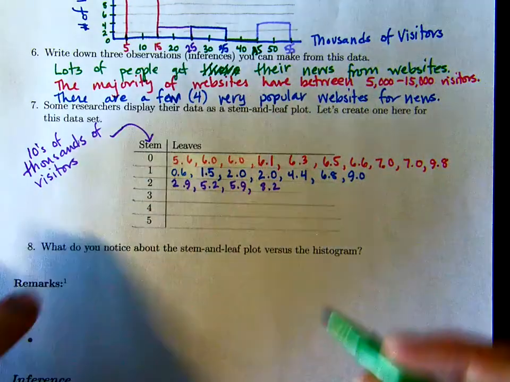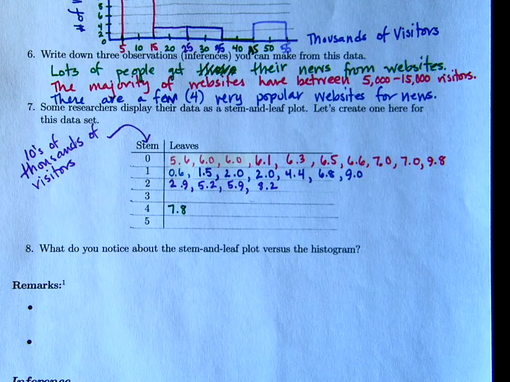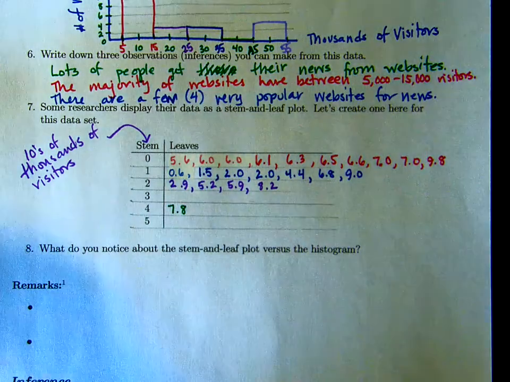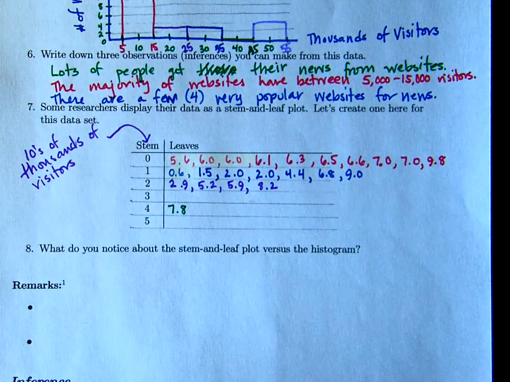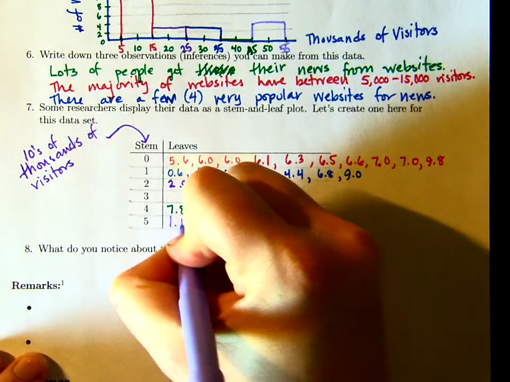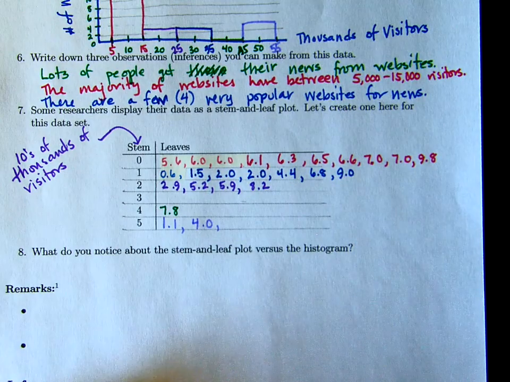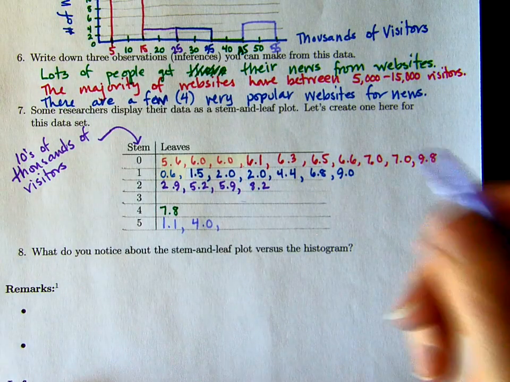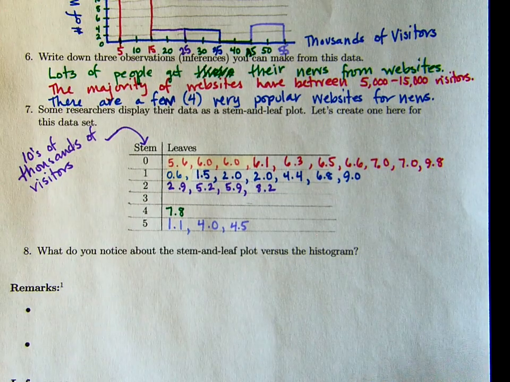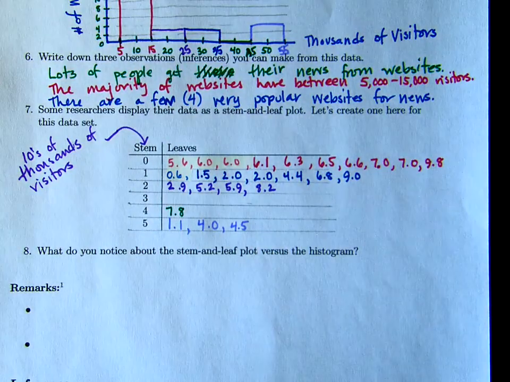is 47,800, so 47.8 thousand. Got it. And then we're into the 50s. We have the lowest of which is 51.1. And then there's a 54. And then there is a 54.5. Okay, so we have stems and leaves, and we have included all of the data.